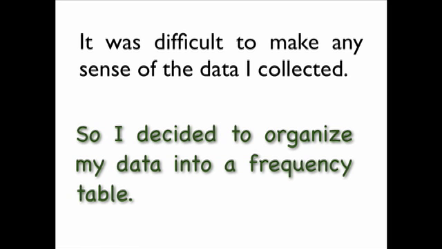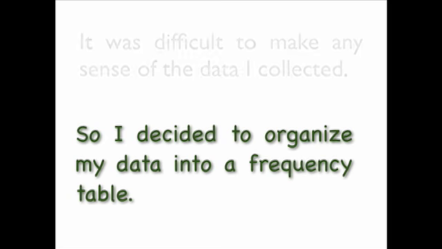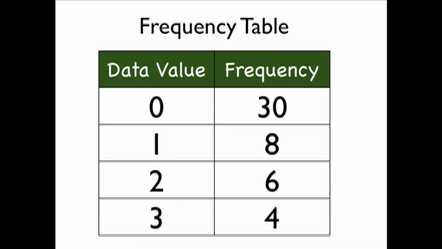It was difficult to make any sense of this sort of data, so I decided to organize my data into a frequency table. How frequent did each data value show up? The data value 0 represents no children, in which 30 students answered no children. The data value 1 represents the number of people that had one. 8 students had 1 child. The data value 2 represents 2 children, so 6 students had 2 children. The data value 3 represents 3 children, so 4 students answered that they had 3 children.